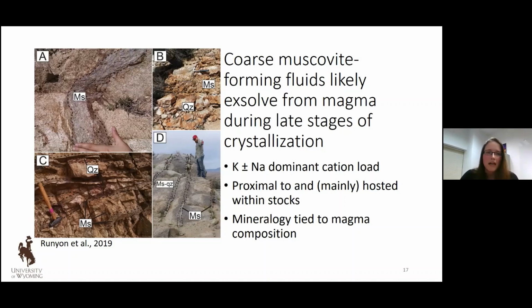Why I think they're probably magmatic hydrothermal: the potassium dominant cation load is what we would expect for these compositions of magmas. In terms of spatial relations, these are proximal to and mainly hosted within the stocks themselves. And we're able to tie the variable mineralogy of these different veins and alteration to the magma compositions, where we see much more variable alteration assemblages associated with the granitic to quartz monzonitic compositions, and the more banal muscovite, quartz, pyrite compositions associated with the more granodioritic to tonalitic suites.